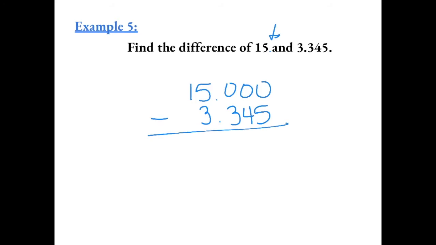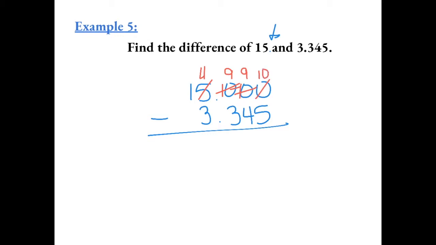So now we're going to need to borrow for all of these zeros. So I'm going to borrow from the 5 to make this a 10. And now we're going to need to borrow from here. So that becomes 9 to make this a 10. Borrow from here to make this a 10.